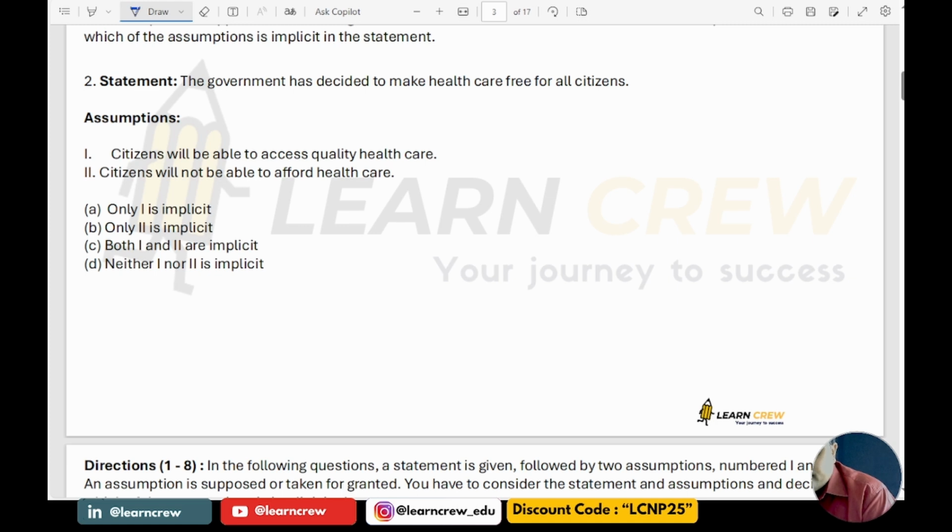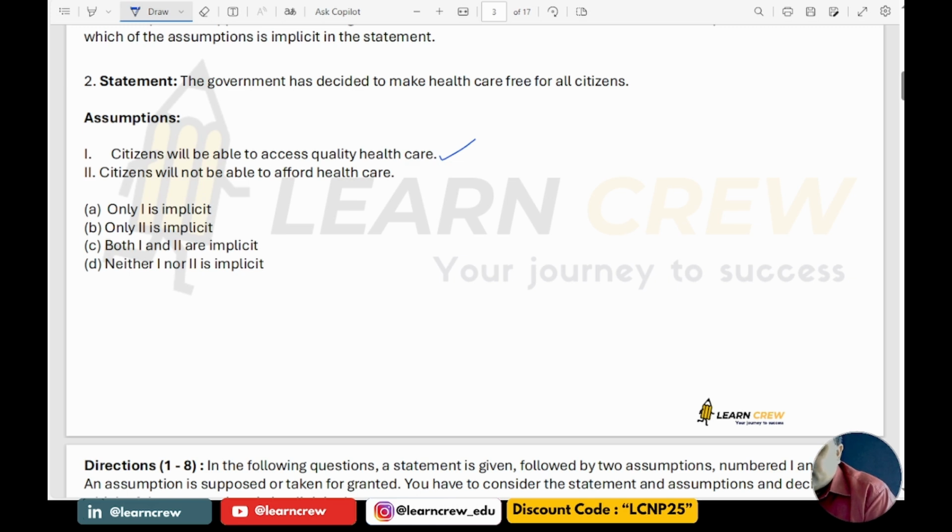Option 1. Citizens will be able to access quality healthcare. Option 2. Citizens will be able to afford healthcare. The government has decided to make healthcare free for all citizens, keeping the assumption that citizens will be able to access quality healthcare. So only 1 is implicit.